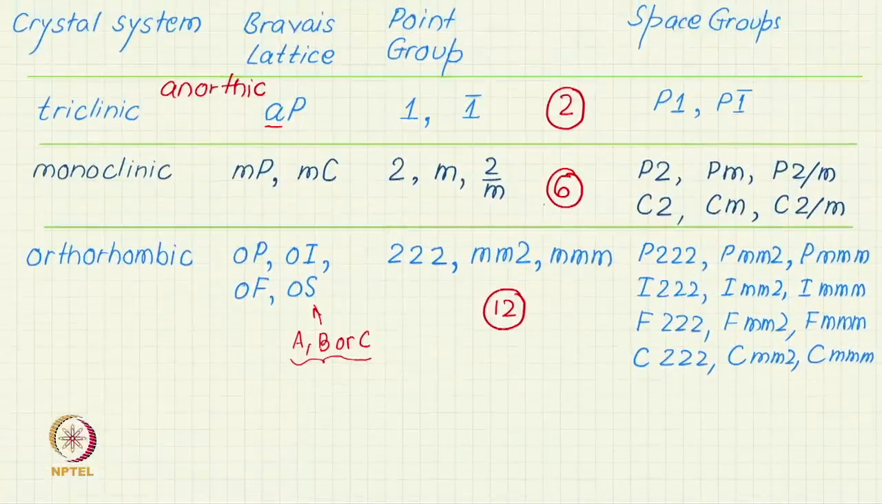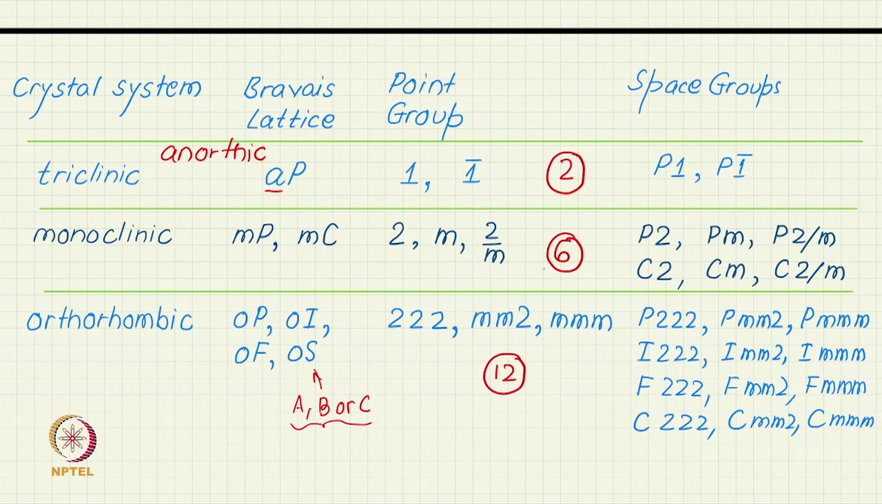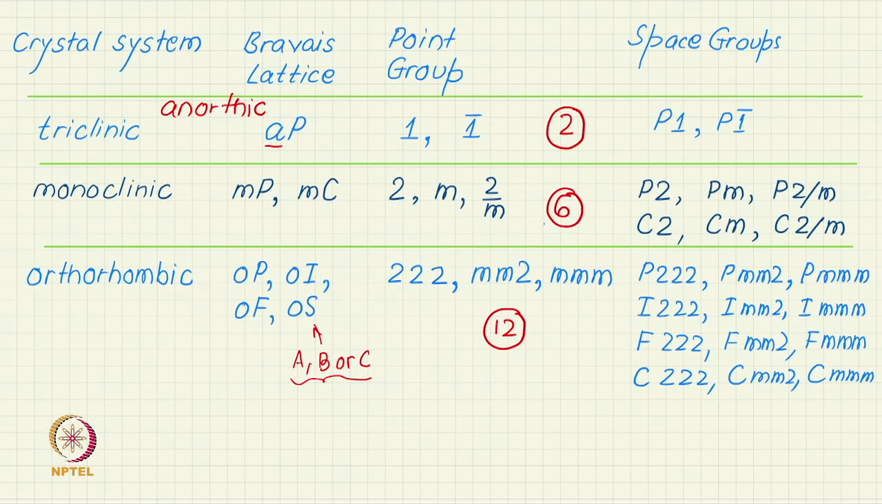So, where are the missing 7? Because it seems we have already combined the point groups with the lattices in a consistent way. So, we should have got all of them, but 7 of them are missing. So, let us look for the missing ones.